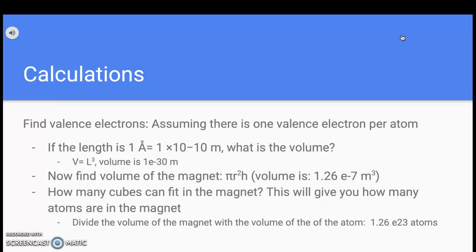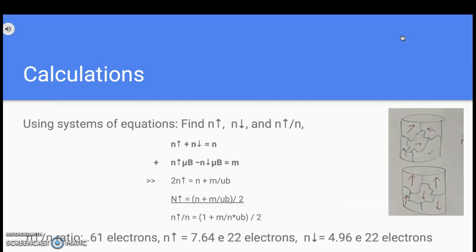And now to find how many cubes, or how many atoms, in other words, can fit into the magnet, you're going to divide the volume of the magnet, the bigger number, by the volume of the atom, the smaller number. That's going to give you a really large number because there's a lot of atoms in this magnet, right? So it's going to give you 1.26 times 10 to the 23 atoms in this magnet. Okay, so those formulas that we talked about earlier, we're going to use a system of equations, which you might have seen in algebra class, to find the number of dipoles spinning up, spinning down, and then the ratio of spinning up to the total number of these electrons, right?